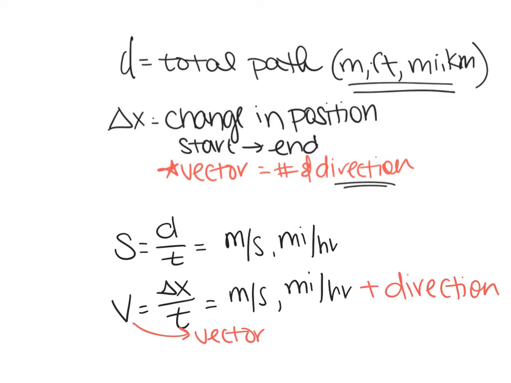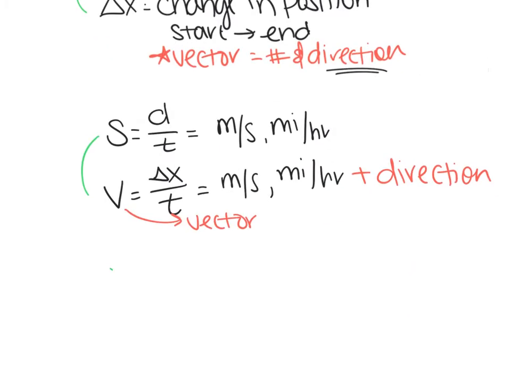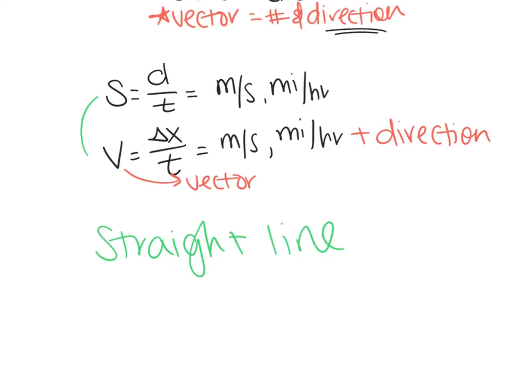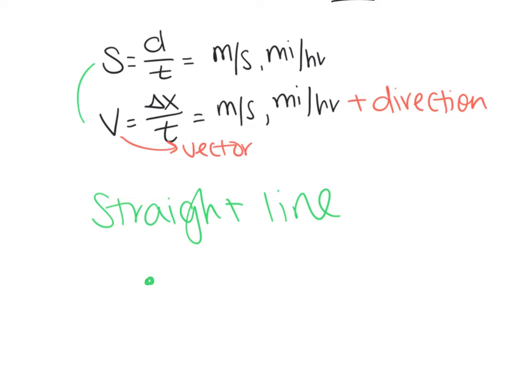Now, remember, my distance will be the same as my displacement, and then my speed will be the same as my velocity if I travel in a straight line and I do not change directions at all. So if I'm traveling in a straight line and I stop here, so there's my initial position, there's my final position, then my distance is the same as my displacement. Okay, which means then the speed will also be the same as your velocity.